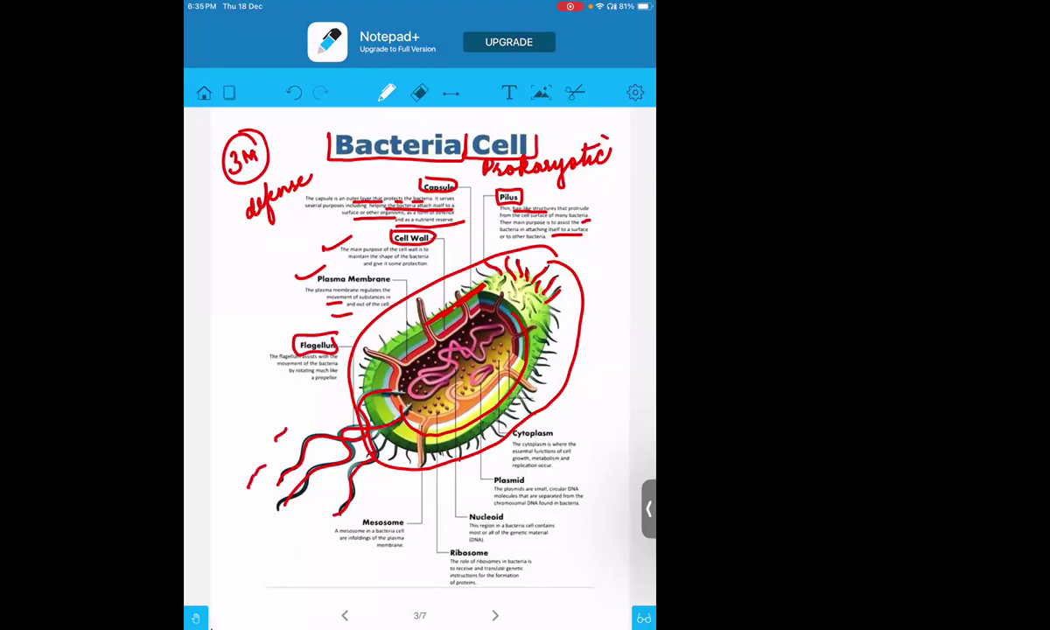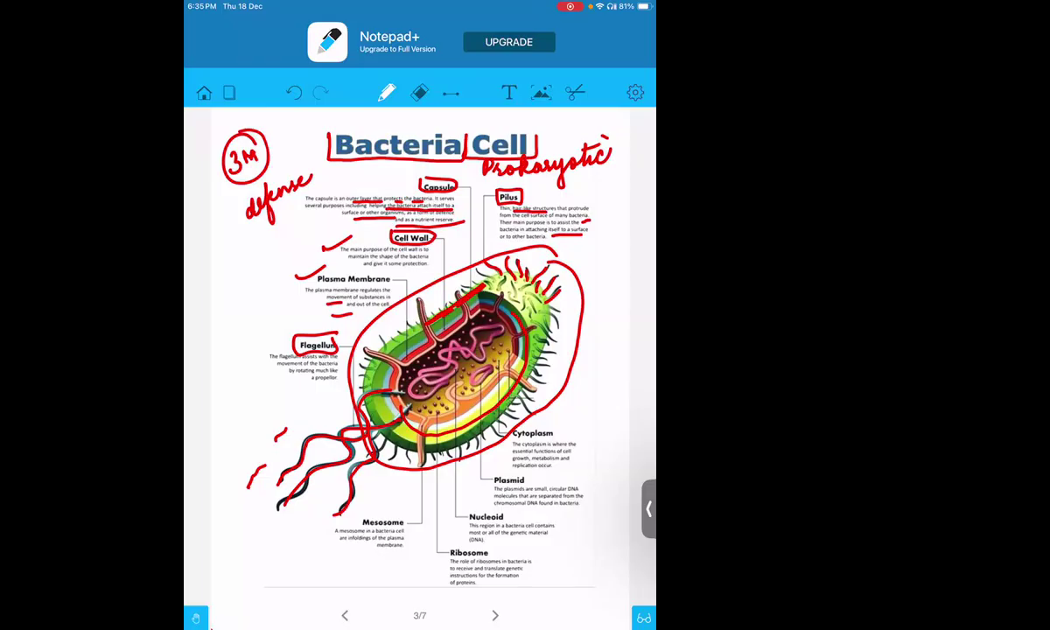Like how we have legs, with the help of the legs we move, right? Same way, the bacteria also have to move from one place to another. They do not have legs, but they have the flagellum, the hair-like structure, with the help of which they will be moving.